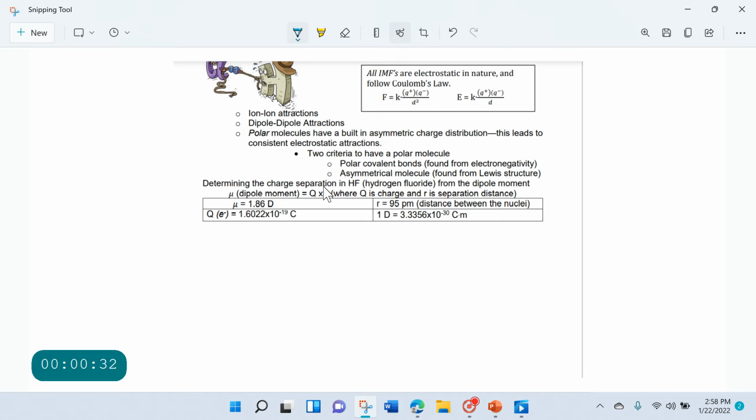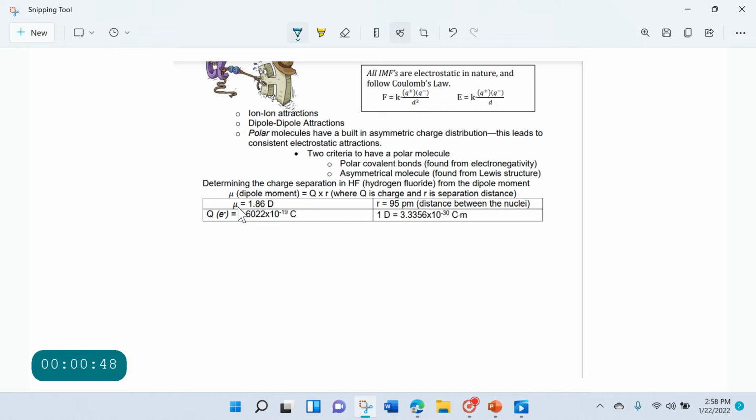What do we know about charge separation? Probably absolutely nothing, right? Well, we do know that it's from the dipole moment. Well, what's a dipole moment? Here it tells you the dipole moment is equal to Q times R, where Q is the charge and R is the separation distance, right?